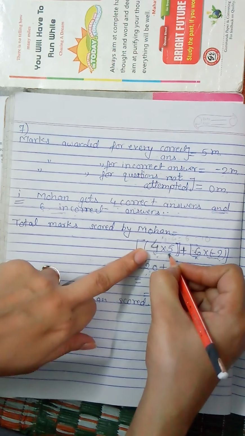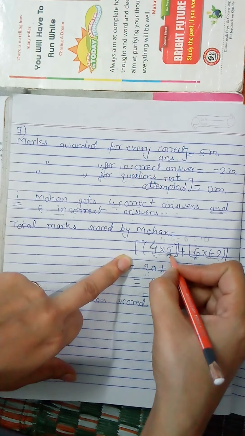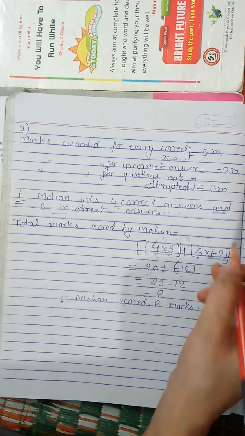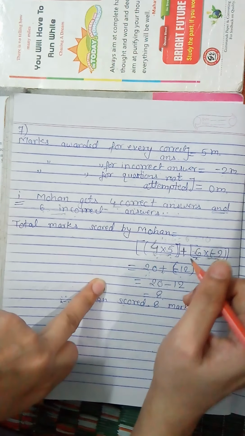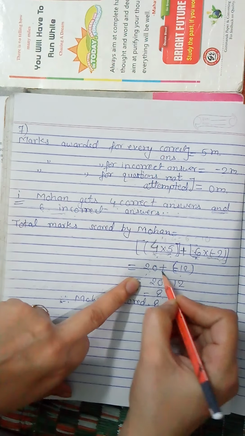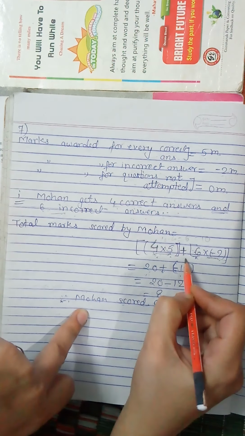4 into 5, why 5? Because each correct question carries 5 marks. And 6 into -2, why -2? Because -2 marks is awarded for each incorrect answer. That's why here 4 into 5, 20. This plus will be as it is. I'm sure that you have understood from where this plus came.